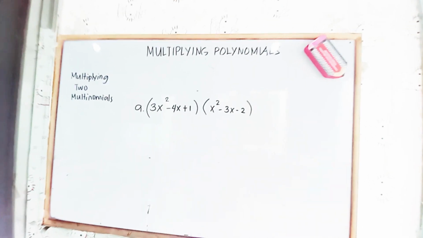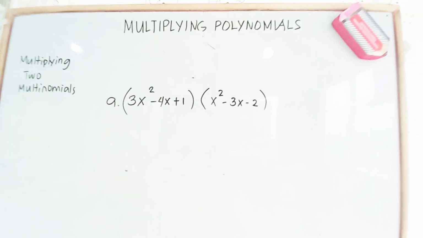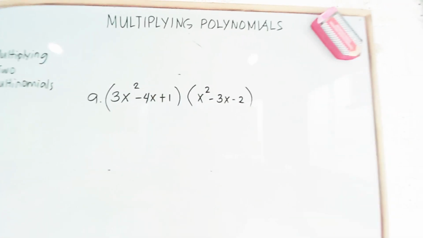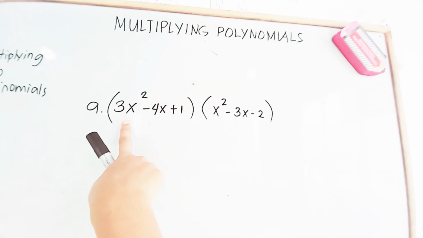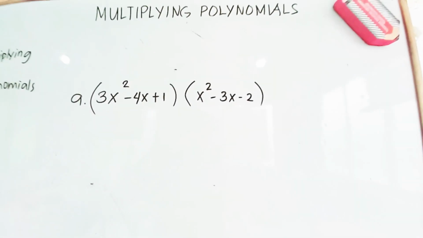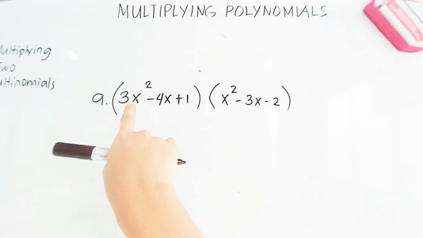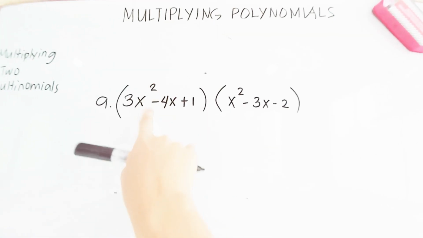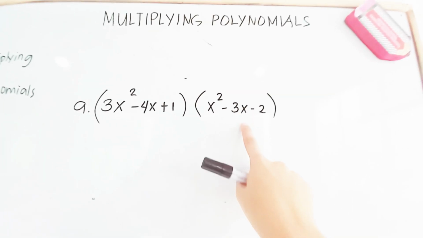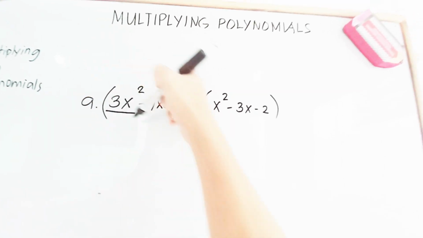Okay, so let's proceed to multiplying two multinomials. So to do that, we will just apply the distributive property. So meaning, we will distribute each term of the one multinomial to each term of the other multinomial. Okay, so for you to understand further, we will solve this example. 3x squared minus 4x plus 1 times x squared minus 3x minus 2. So let us start distributing this term to the other terms.